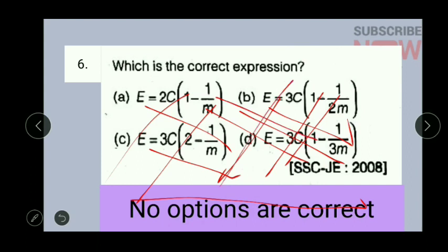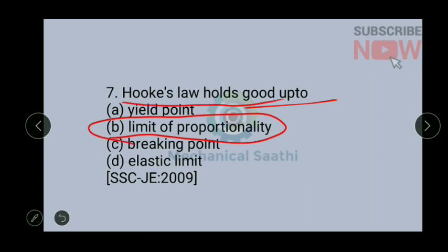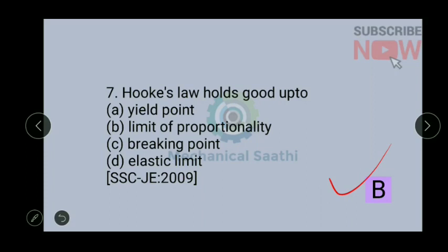Moving towards question number 7. Hooke's law holds good up to what? Hooke's law, okay, so in case of your stress strain diagram you will see, for a ductile material we can check. Up to the limit of proportionality, your Hooke's law holds good. So generally we can say Hooke's law holds good up to your limit of proportionality. So option B will be the correct answer over here. Let us check it. So we can see option B is the correct answer.